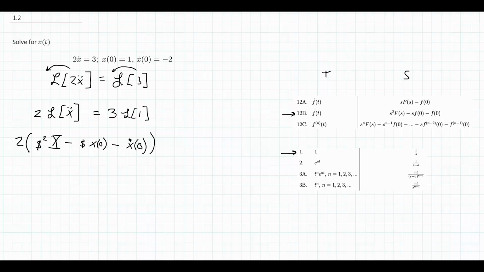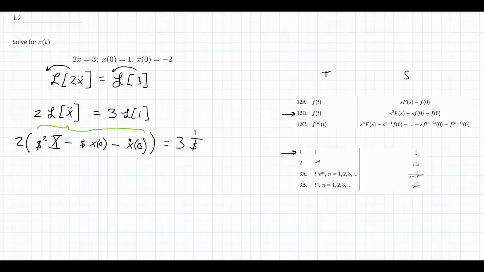Okay, so that's the whole left-hand side. I want to pay attention here. The 2 is multiplying all of these terms. They're inside the parentheses. So this whole stuff inside the parentheses is the Laplace transform of x double dot, and then the 2 just came along. And then on the right-hand side, I have 3 times the Laplace transform of 1. So looking at 1 on our table, going from left to right, that 1 is going to become 1 over s.